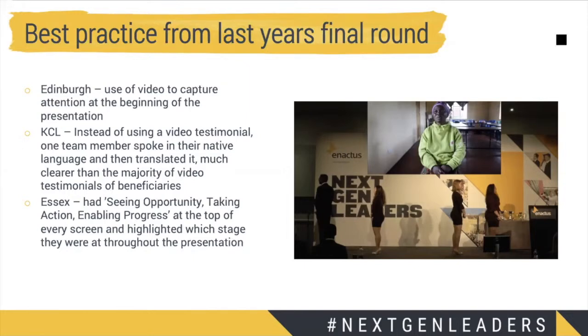And something from Essex, which they put in their presentation, which is really helpful as well, is they had a top bar running along their entire presentation. It stayed on every single slide or video, whatever it was they had. And as they moved through their projects, it highlighted seeing opportunity or taking action or enabling progress. So at any point in the presentation, you could see what project they were talking about, the project name was at the top, and then what stage of the judging criteria they were discussing at that point. So again, they were making it super easy for the judges to mark them, because you could see at any point what they were doing, which I think was really nice.